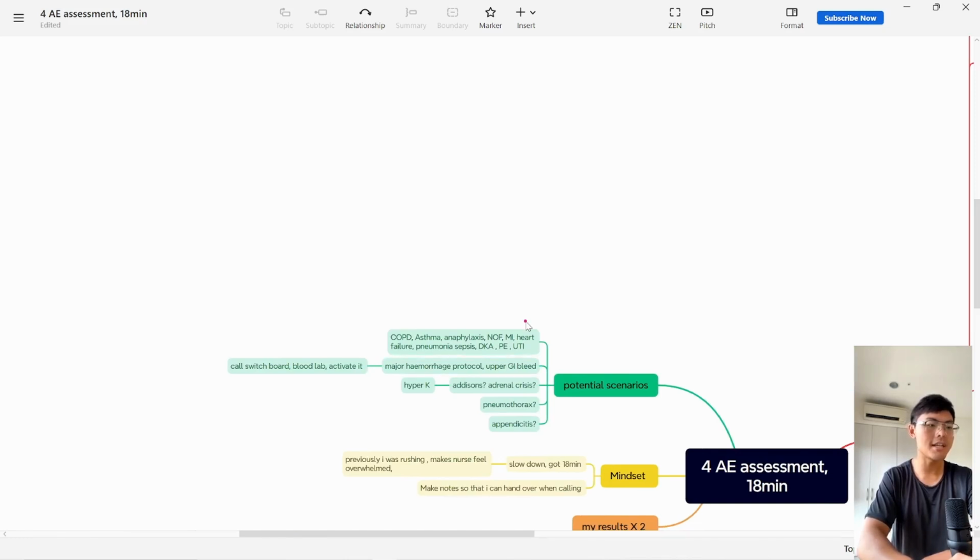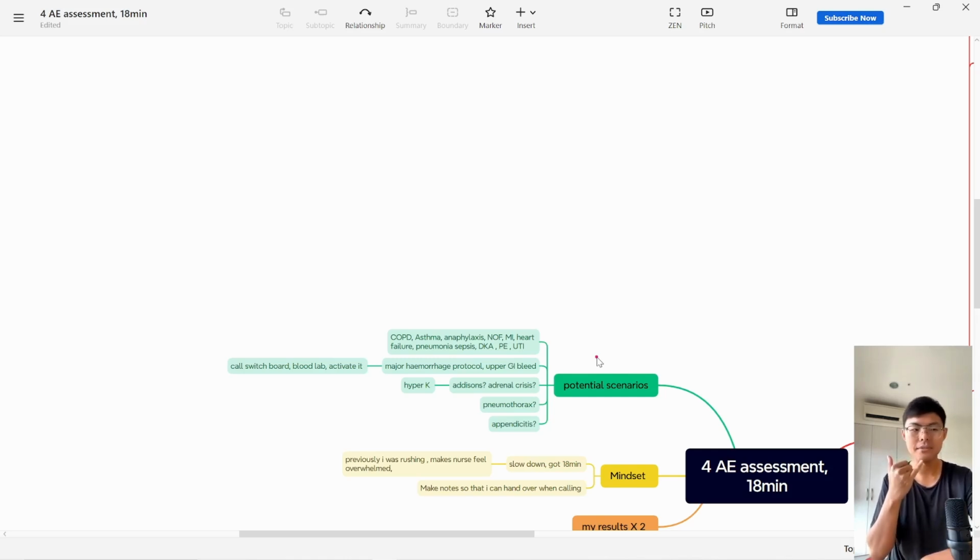So that'll be COPD, asthma, anaphylaxis, neck of femur fractures, MI, like ACS, right? Heart failures, chest infections, sepsis, DKA, PE, UTI, upper GI bleeds, major hemorrhage protocols. So when it comes to activating a major hemorrhage protocol, you call the switchboard and ask them, can you connect me to the blood lab? They say yeah, and then the blood lab answers, hello.